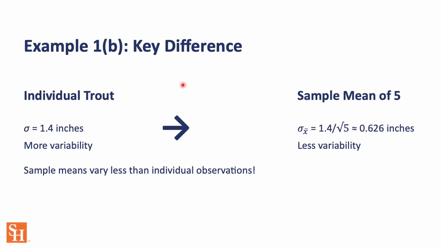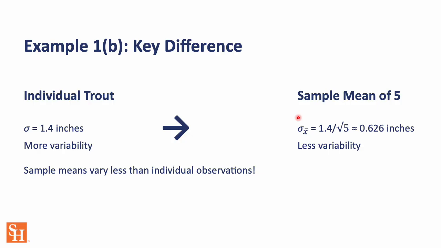So let's discuss what is the difference between the first problem and the second problem. For the first problem we were dealing with an individual trout, and therefore in that case the standard deviation will not change, and the standard deviation was 1.4. And now for this problem we are dealing with a sample mean of 5 trout, right? And in that case the standard deviation will change, and the standard deviation would be the original standard deviation 1.4 over the square root of the sample size, and the sample size in that case was 5, and that gives us the standard error of the sample mean, right?